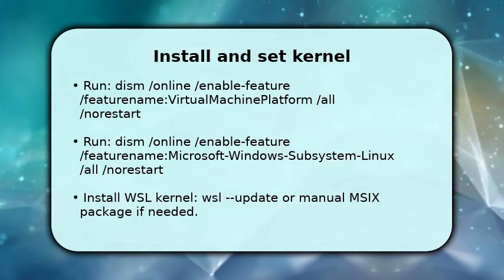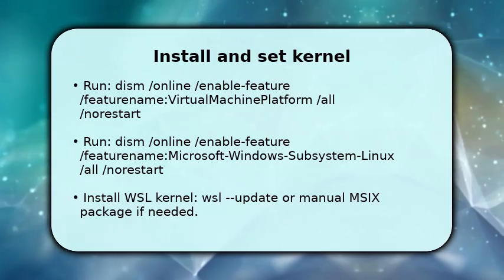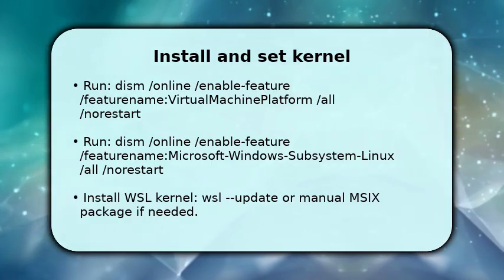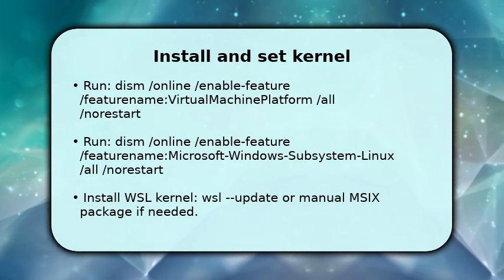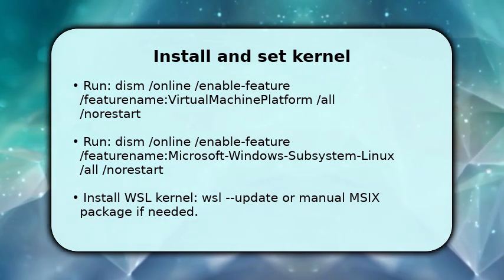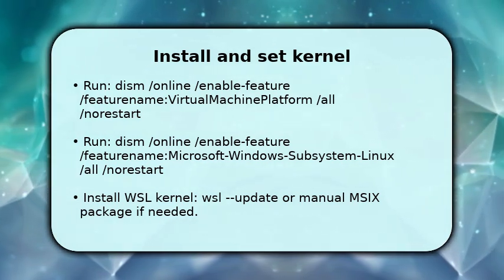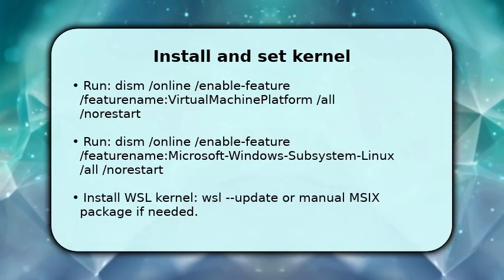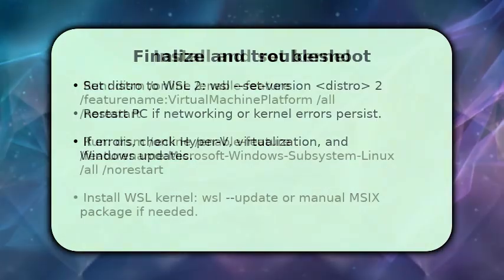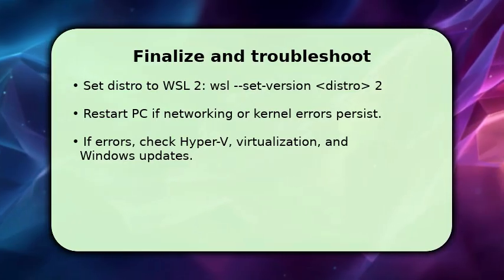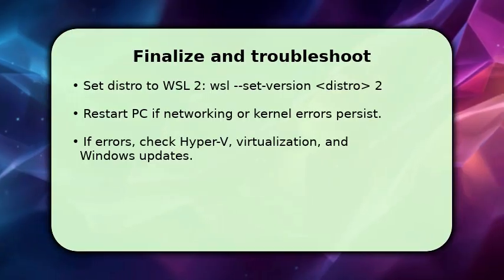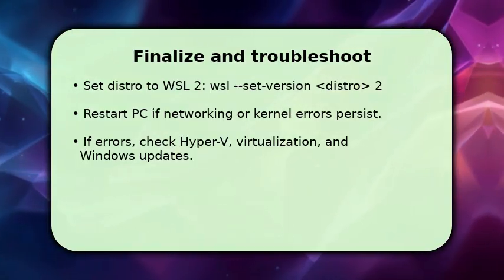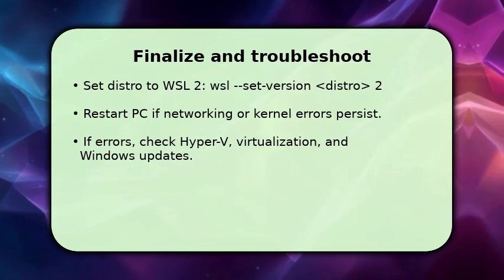After that, open Microsoft Store or use wsl --install with a distro name to add a Linux distribution. You'll create a user and password when the distro first runs. Finally, convert existing distributions to WSL2 with wsl --set-version <distro> 2 and verify with wsl -l -v. Make sure Windows Update applied any pending patches, then reboot to finalize kernel and virtualization changes.